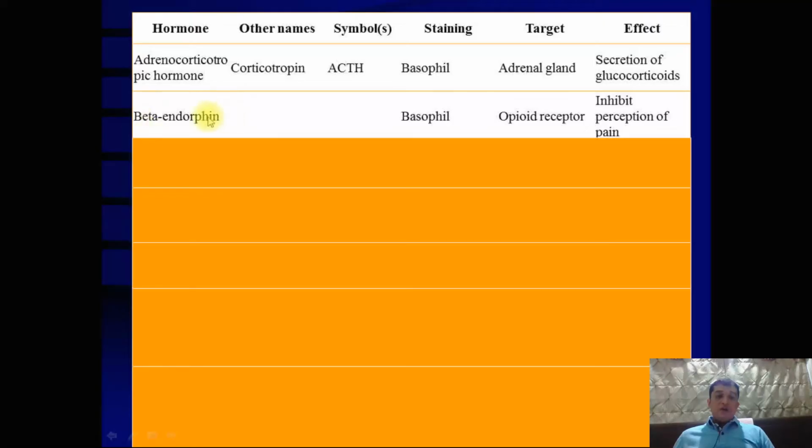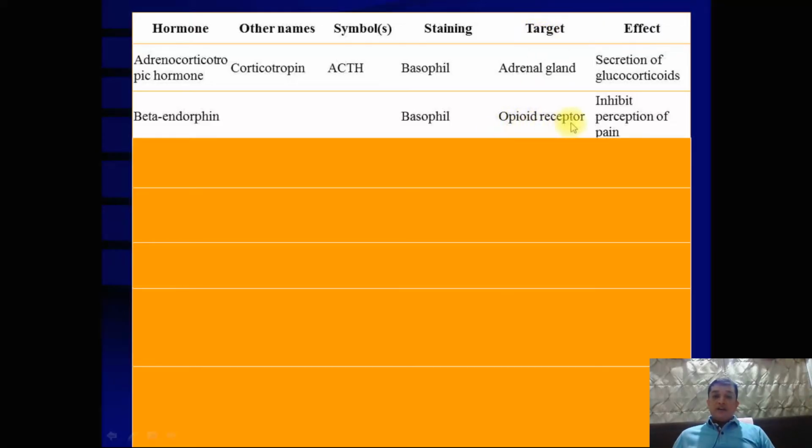Second one, beta endorphin or simply endorphins. Here also it is a basophil because it is taking basic dye. So philic means to love, one which loves basic dye. That is why we call it a basophil structure, right? So this is just from a histological point of view, nothing else, right?